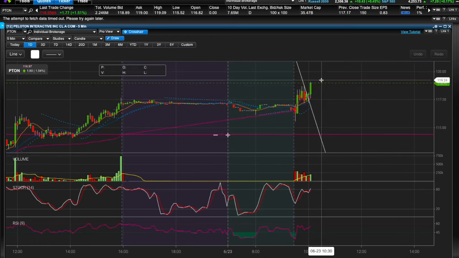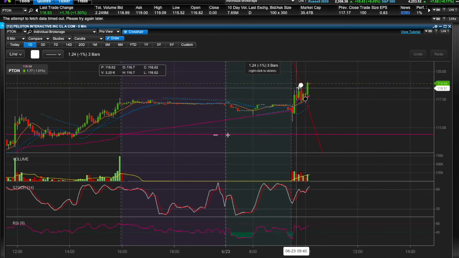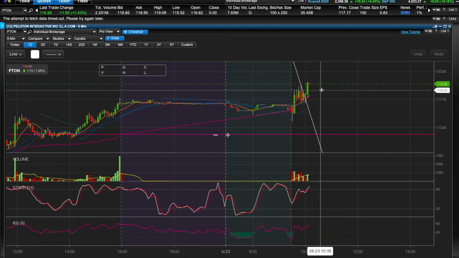Oh, here we go. New candle. We broke above that range. Super key. Taking off, up $1.71 on Peloton. Let's go, baby. We are currently up $364 on the day.